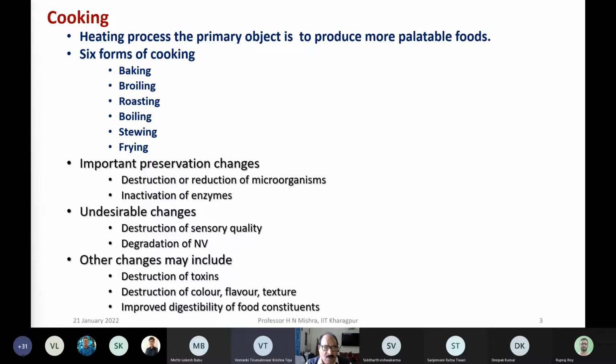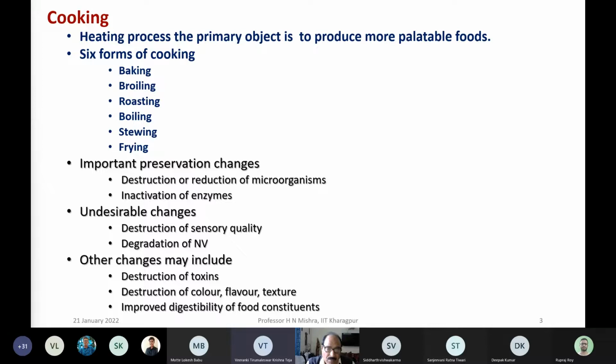All right. So the important preservation changes that take place in the food during cooking may be destruction or reduction, inactivation of microorganisms, because you are applying the heat. So these spoilage causing or deteriorating factors, like biological factors such as microorganisms and enzymes, may be inactivated, may be destroyed. So even cooked food may become a little bit more stable than its natural, uncooked counterpart.